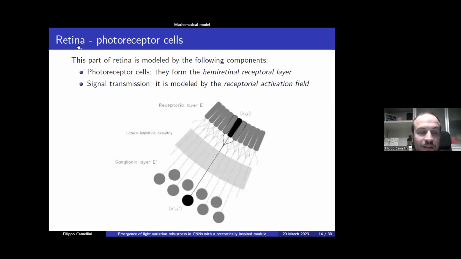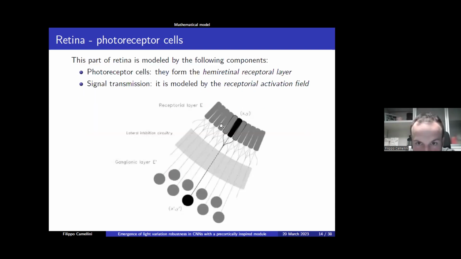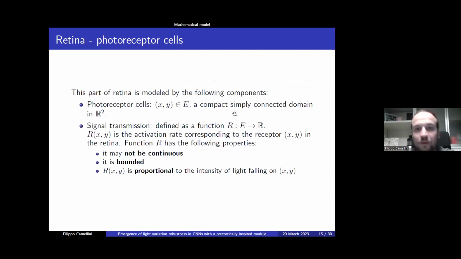For the part regarding the photoreceptor, in this image we see the first part of the retina. This is a scheme of the retina, and this is a scheme of the first part. This is the hemiretinal receptor layer that is made by photoreceptor cells. And the signal transmission is modeled by this receptor activation field. So we can think of every photoreceptor, the one that is represented here, like a point of a compact, simply connected domain in R2, because it is essentially a surface.